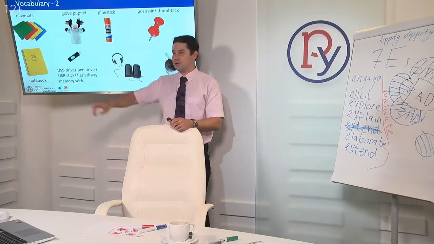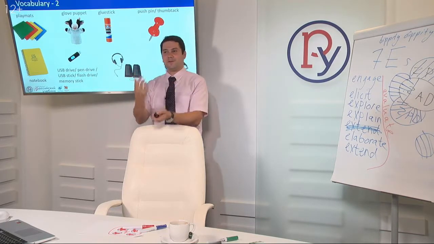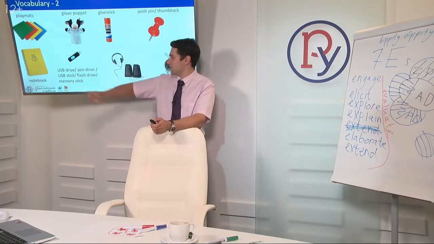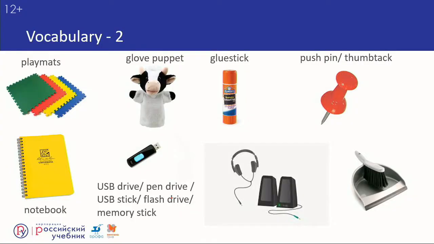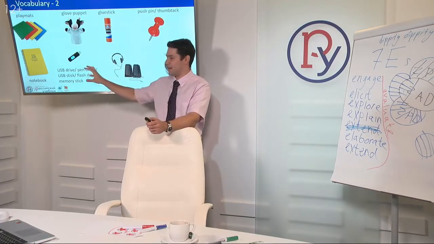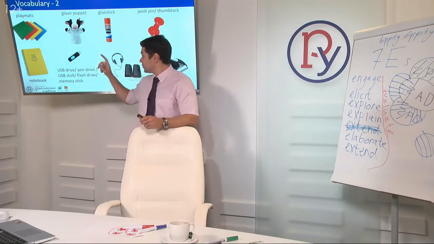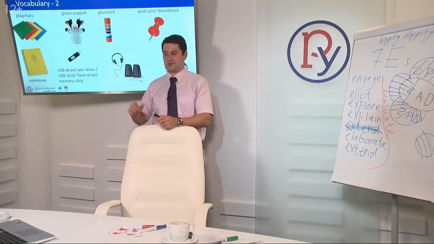Now, I don't know why, but probably due to interference, many Russian people use the word card for it. It's not a card, as you can see. It's a different shape, right? That's why the word combinations that you can use for it are USB drive, pen drive, USB stick, flash drive, or memory stick, right? These are the different combinations of words that you can use to define this object and to name it.